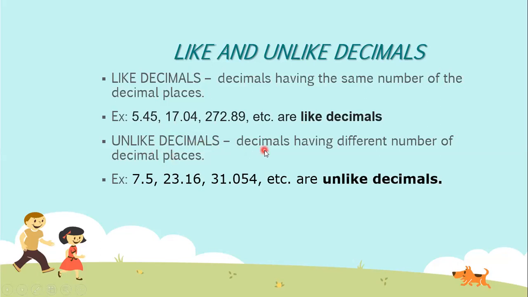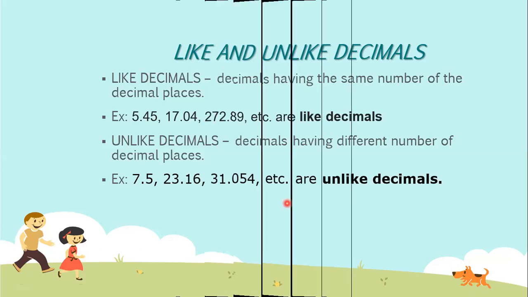Next, unlike decimals. Decimals having different numbers of decimal places are called unlike decimals. So same means like, different means unlike. 7.5, 23.16, 31.054, etc. are all unlike decimals. See here, after the decimal point there is only one decimal place, here two decimal places, and here three decimal places. Since they differ, these are called unlike decimals.